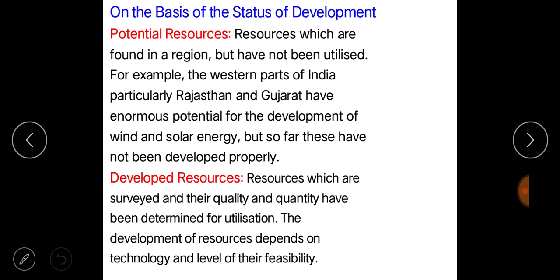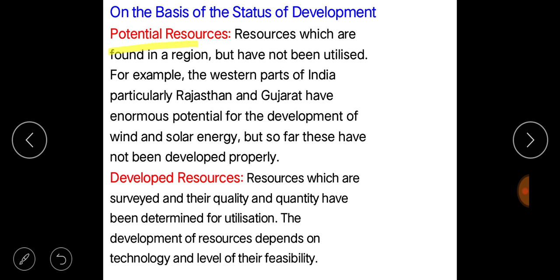When we talk about development, how can we develop the resources, how can we develop the potential of our country? There are various types of resources. Number one is the potential resource. Potential resources are those found in a region but not yet utilized. Though there are many such resources in our villages, towns and cities, which have not been utilized.